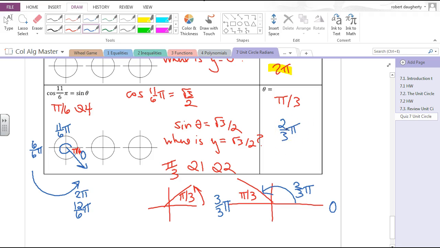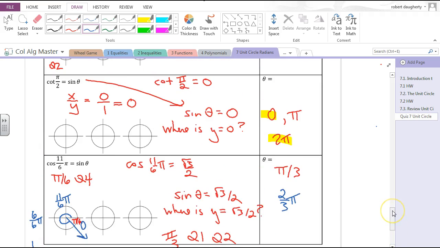And that is it. That should be it, guys. That is quiz number 7, reworked completely in radians. This is what quiz 8 is going to look like. You should be able to do all of these. It just takes comfort in finding those angles, switching your brain from working with degrees to working with radians.